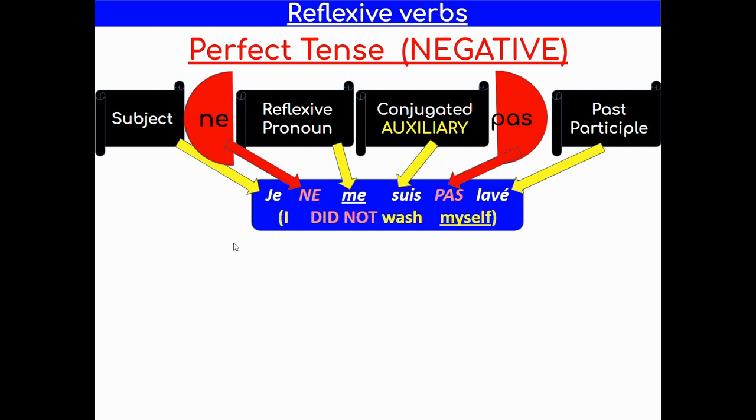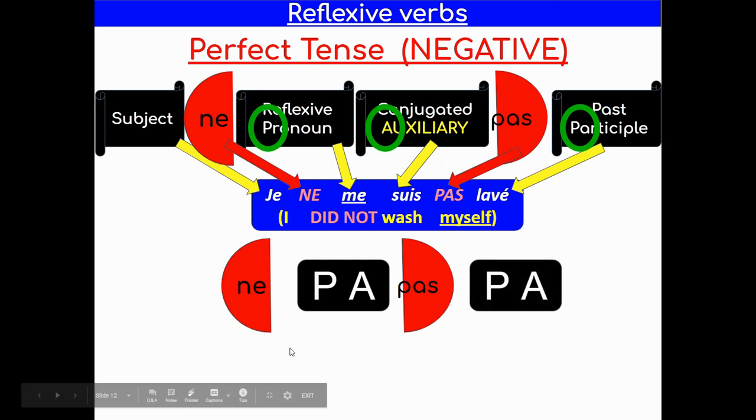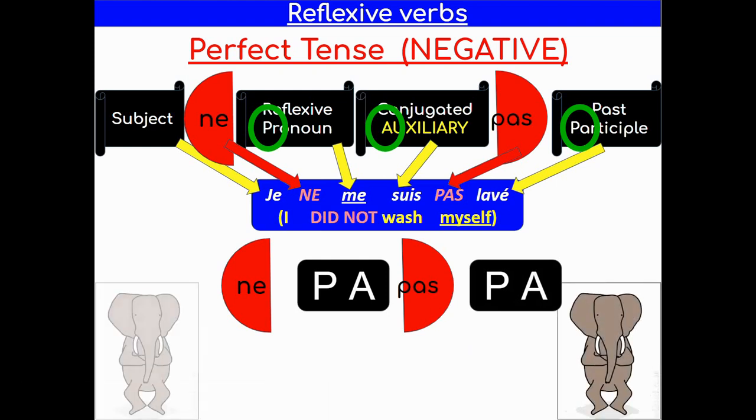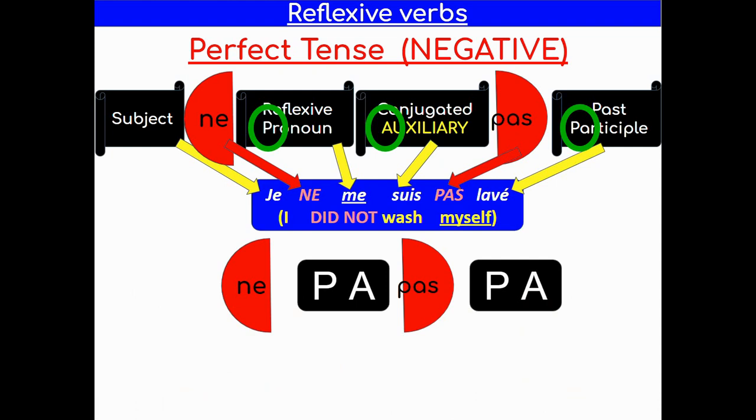As you know, I'm a very, very imaginative person. So let's say we have ne. And I was like, okay, we've got reflexive pronoun, auxiliary, so P and A would be pas, pas, ne pas, pas, pas, ne pas, pas, pas.